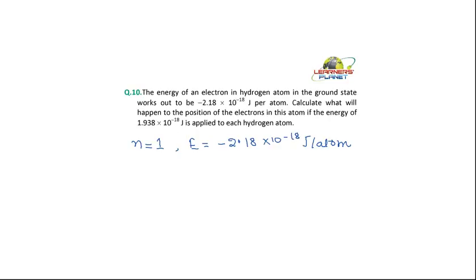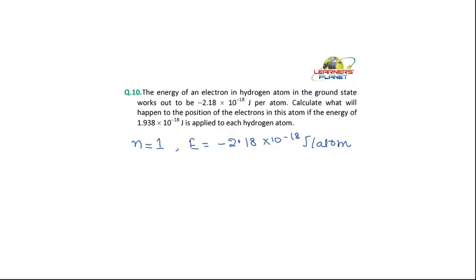Now, the question given to you is: calculate what will happen to the position of the electron in this atom if energy of 1.938 into 10 to the power minus 18 joule is applied. That is, this much energy you are giving from the outside. Now what do you require? How much energy is it going to absorb, or what will be the energy of that electron in the next orbital? You need to calculate the position.